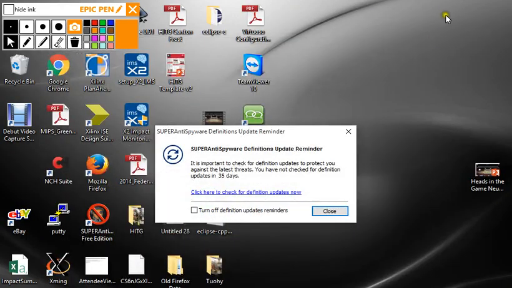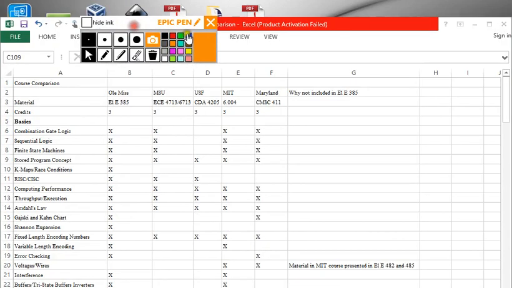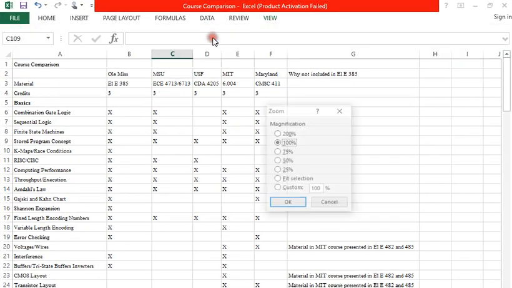The other thing I wanted to show you guys, so this is my little Excel spreadsheet. Let's see if I can zoom in here. I don't need Epic Pen. View, zoom.